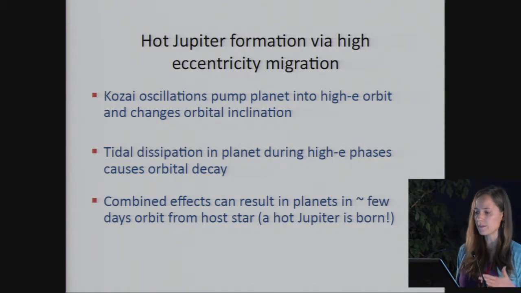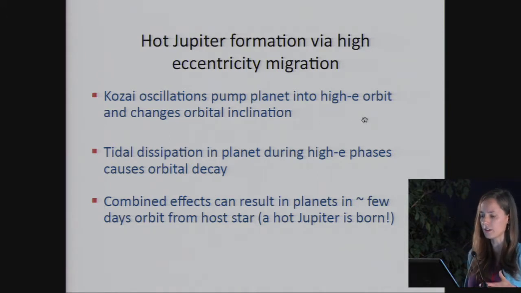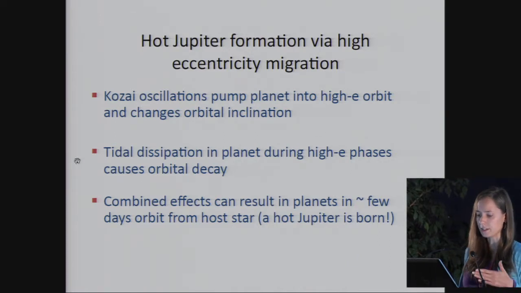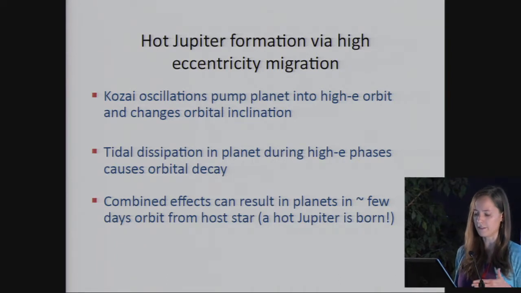So just to summarize, to make a hot Jupiter through this high eccentricity migration, you have to pump up the planet into a high eccentricity orbit. This also changes the orbital inclination. Then tidal dissipation during the high E phases causes the orbit to shrink. And if you combine these two effects over many Kozai cycles, it can result in a planet in a few days' orbit from its host star.